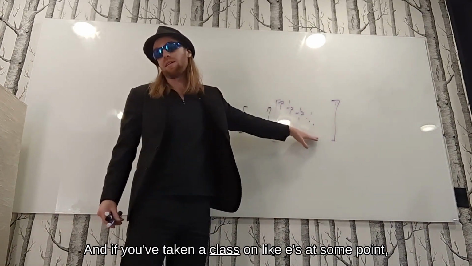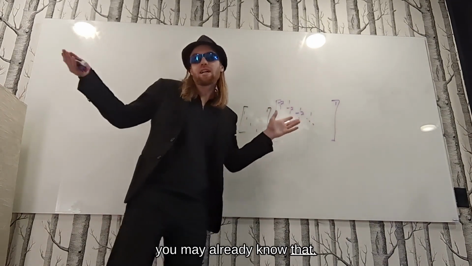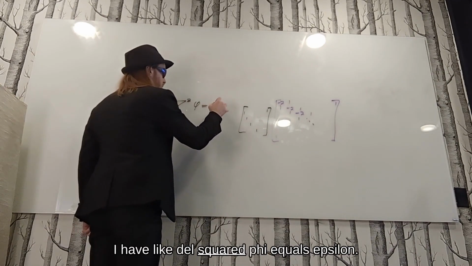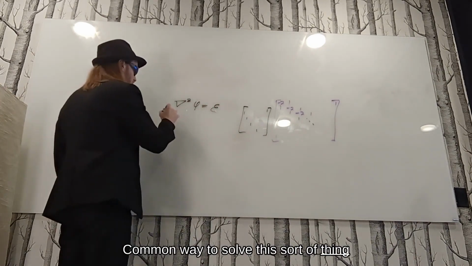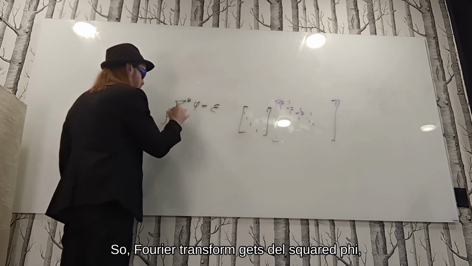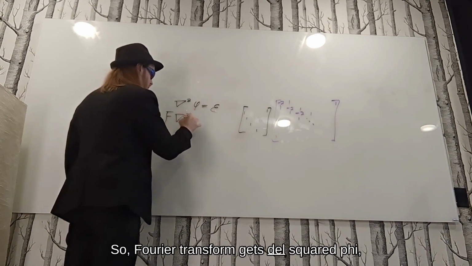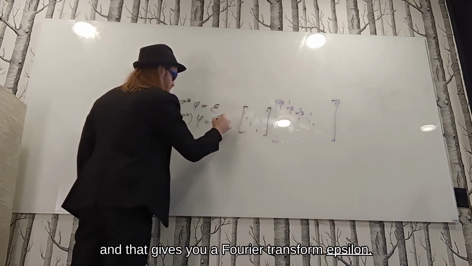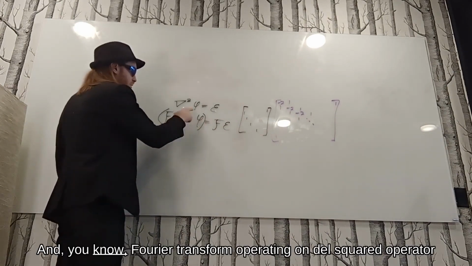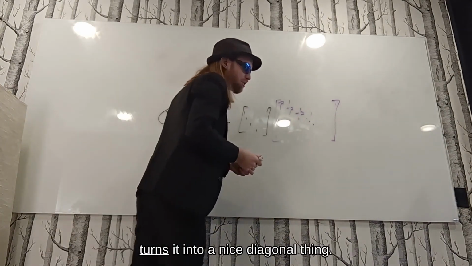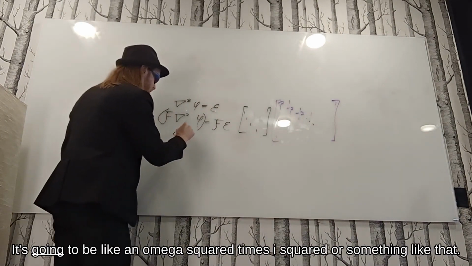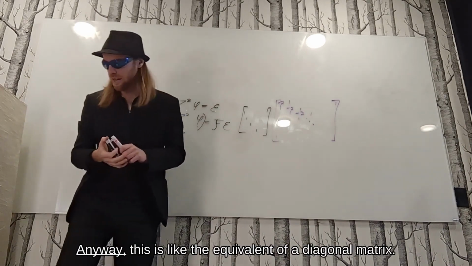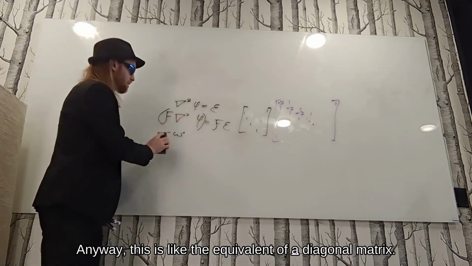And if you've taken a class on PDEs at some point, you may already know that. The del squared operator, like del squared phi equals epsilon. A common way to solve this sort of thing is you take a Fourier transform on both sides, right? So the Fourier transform hits del squared phi, and that gives you a Fourier transform of epsilon. And the Fourier transform operating on a del squared operator turns it into a nice diagonal thing. It's going to be something like omega squared times I squared. Anyway, this is the equivalent of a diagonal matrix.